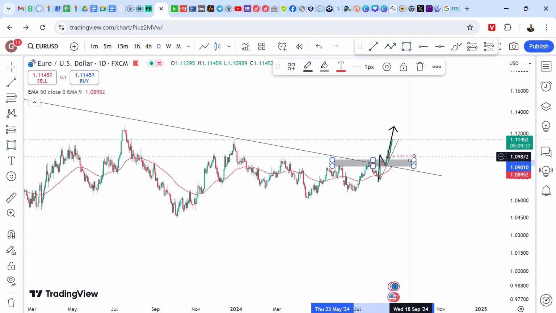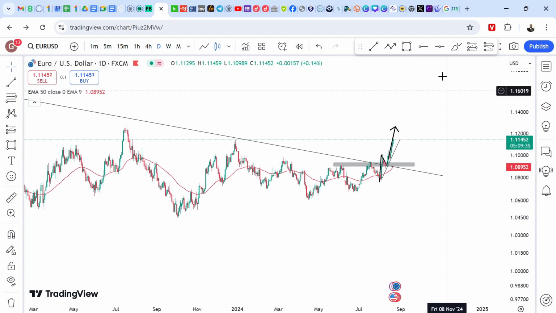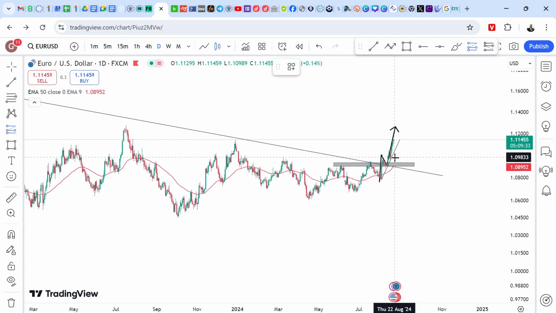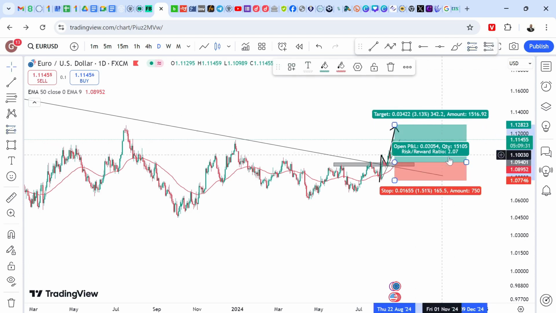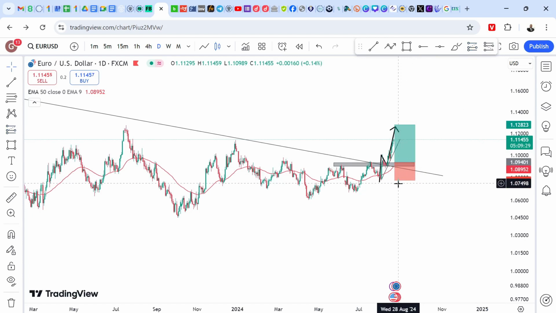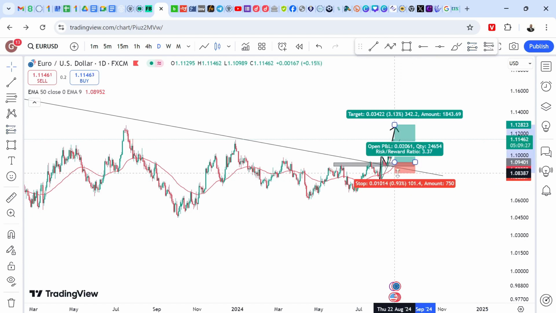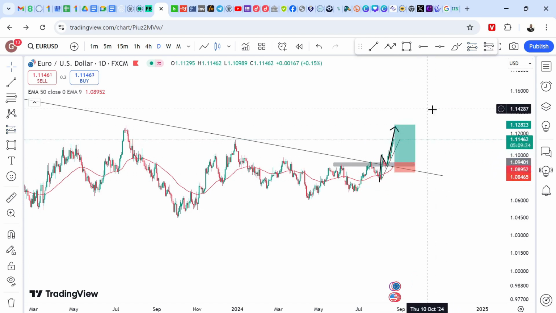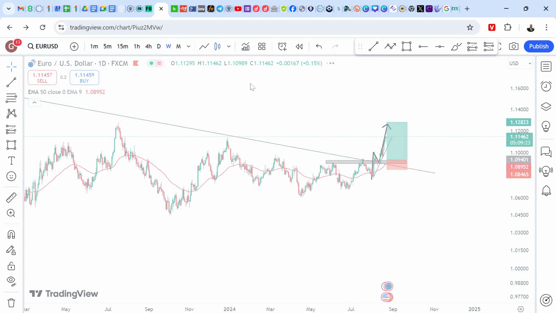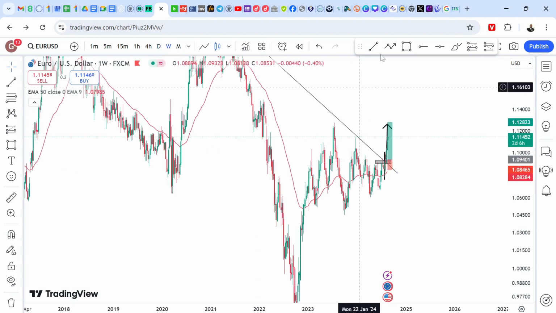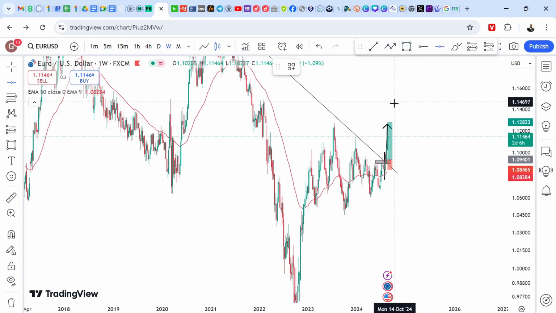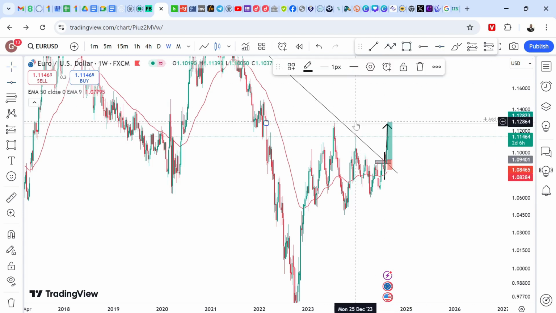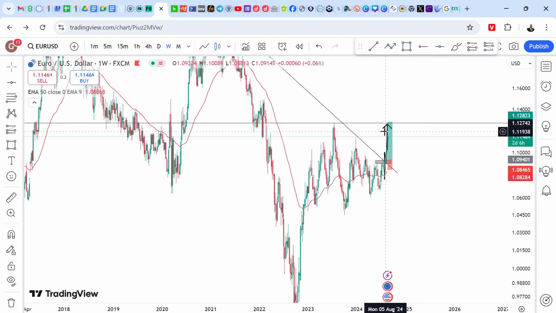This is support. So if you had bought from this zone, you are still in profit. Let's say you buy here, your stop loss will just be below this support. And you are targeting the next high, which is this level here. Your target will just be the next high. Cool.